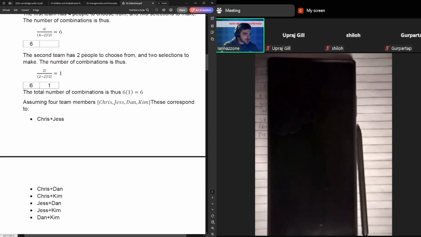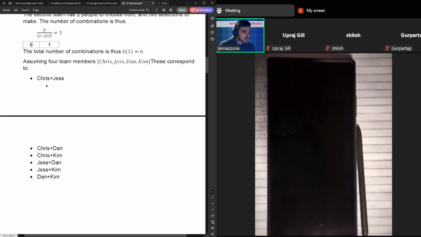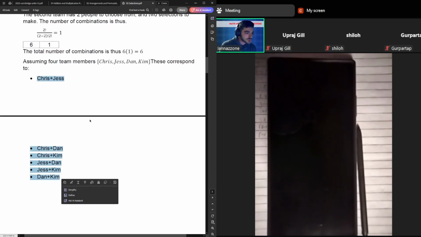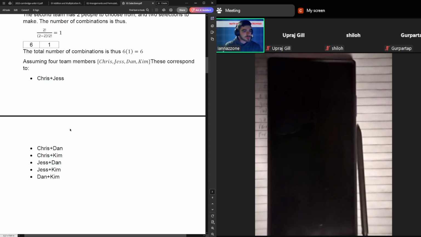But okay, so these are choices made in sequence. We selected team 1, then team 2, hence we multiply across. 6 by 1 is going to get us 6. And if we were to actually look at all the possible combinations there, there's that list, should you be interested in seeing what those would actually correspond to.